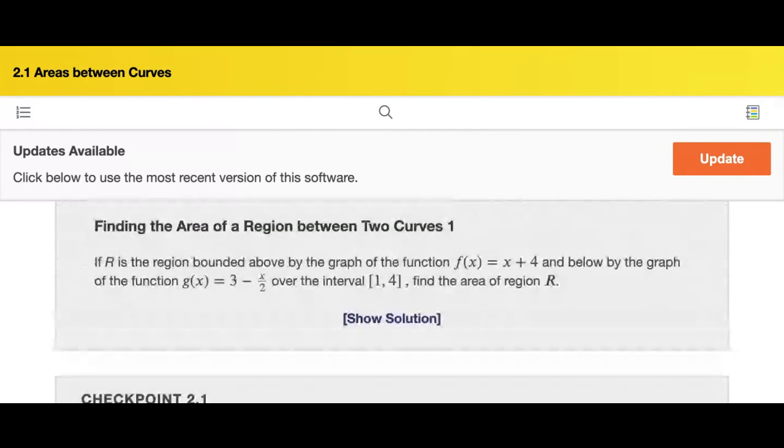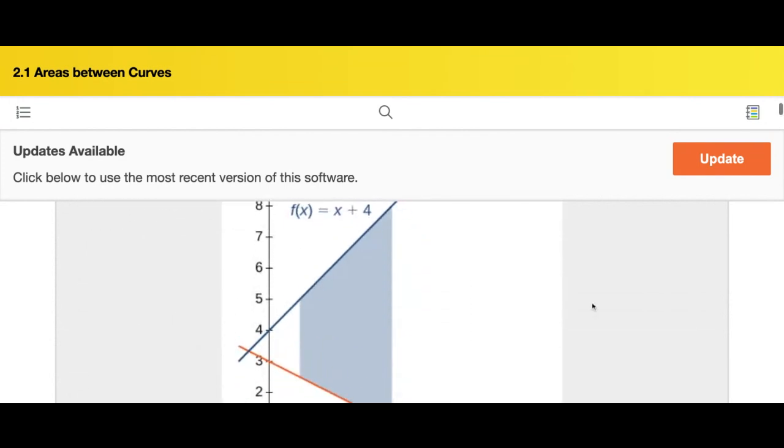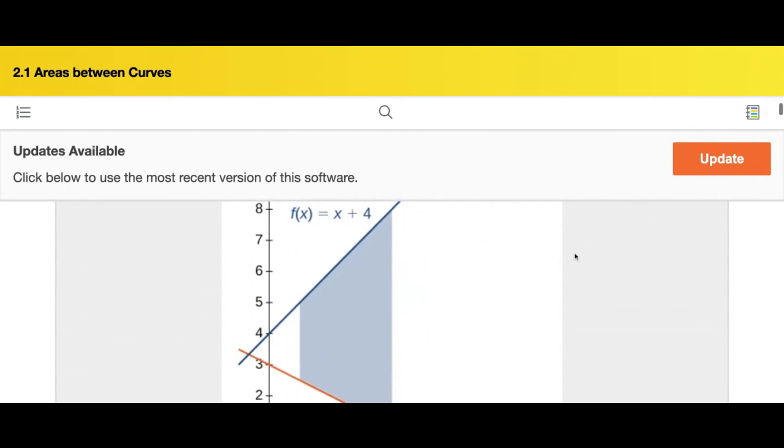Let's see this one. Finding the area of the region between two curves. So we have f of x equals x plus 4, linear, right? A straight line. And the second one is g of x equals 3 minus x over 2, linear, a straight line, between 1 and 4. We could just draw these two, right? If we draw these two, let's see if I have a picture. Oh, we do have these pictures.